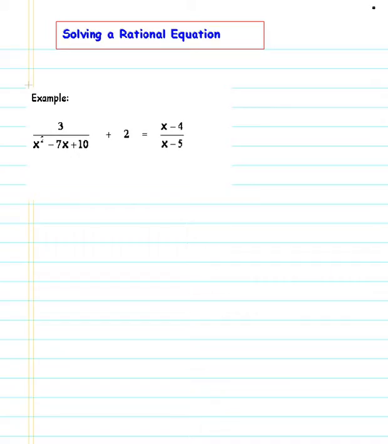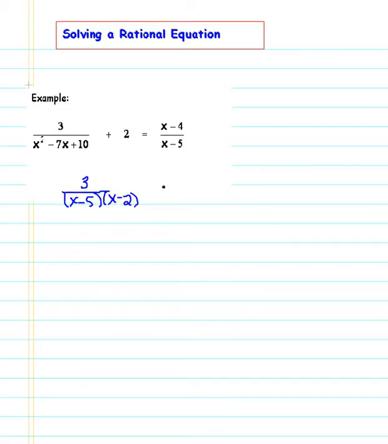Some of the work that we do when solving looks a lot like the work that we do when we're simplifying. For example, we're going to consider getting a common denominator in this particular example. So let's begin by trying to get a common denominator. Now I've got three different things here. So I'm going to start with the factoring of this denominator. So I'm going to rewrite that as 3 over, this will factor into x minus 5 times x minus 2.